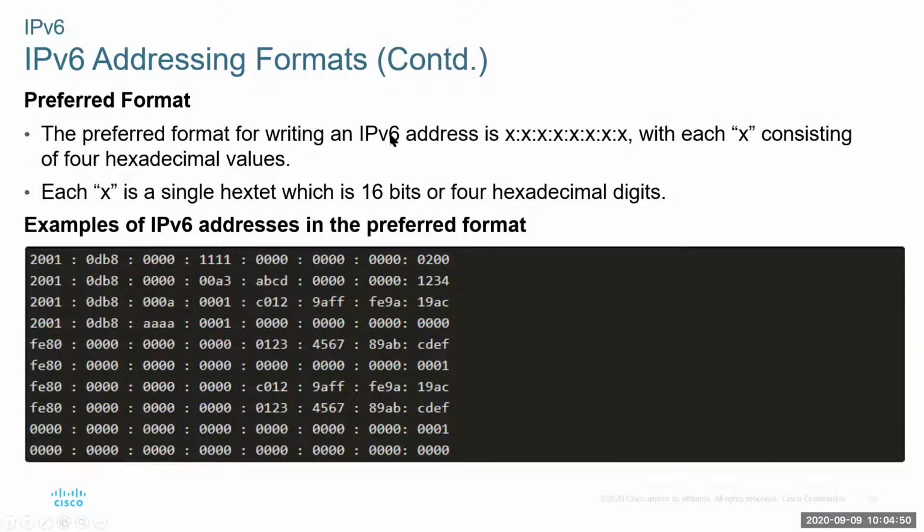So normally when you're writing IPv6, it's going to be in this format that you see here. X, X, X, all the way through there. Each X is a single hextet, which has 16 bits. So these are all examples of IPv6 addressing in their preferred format. However, you may see other formats.